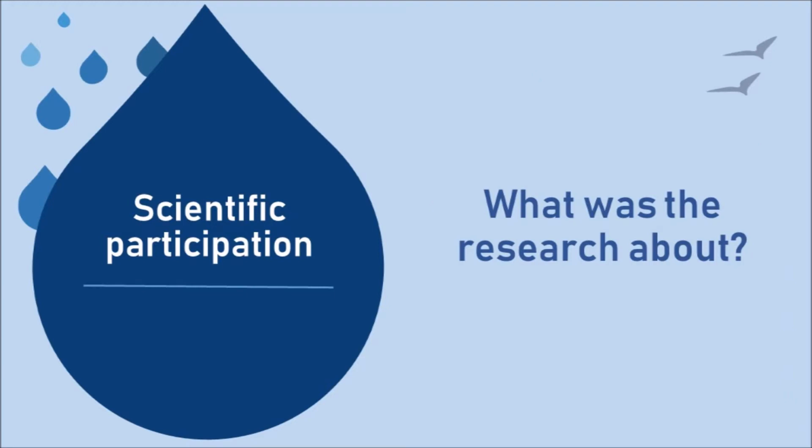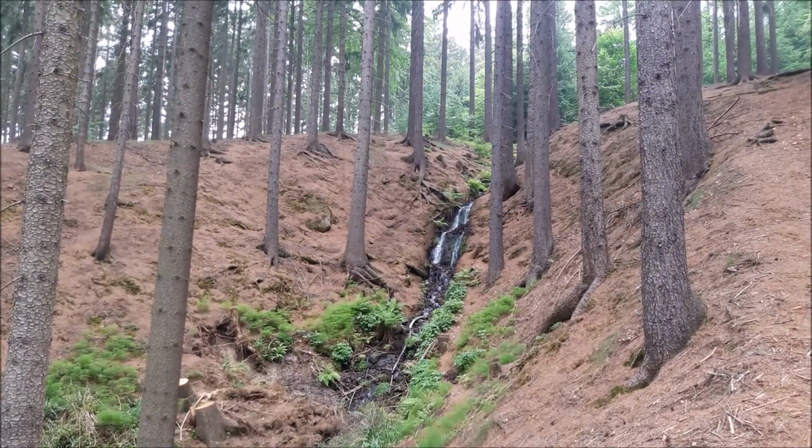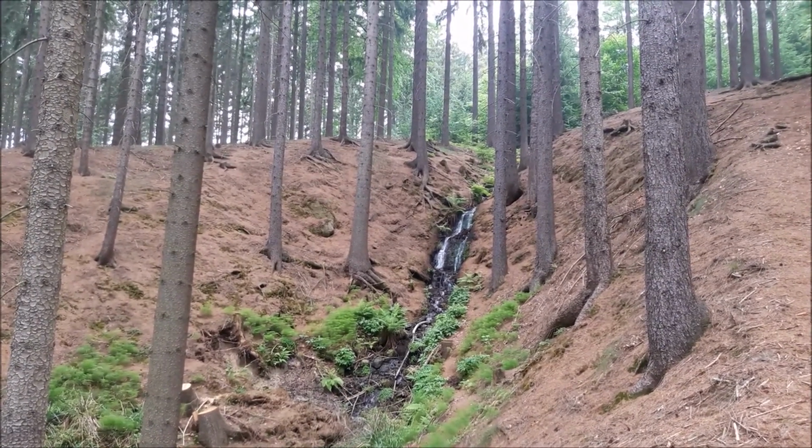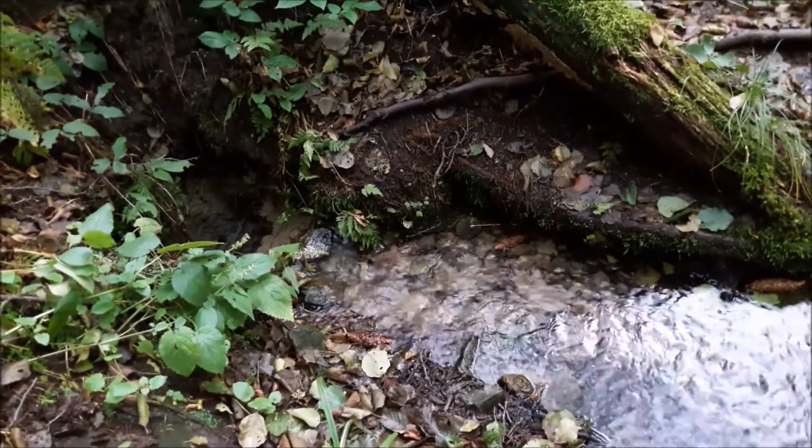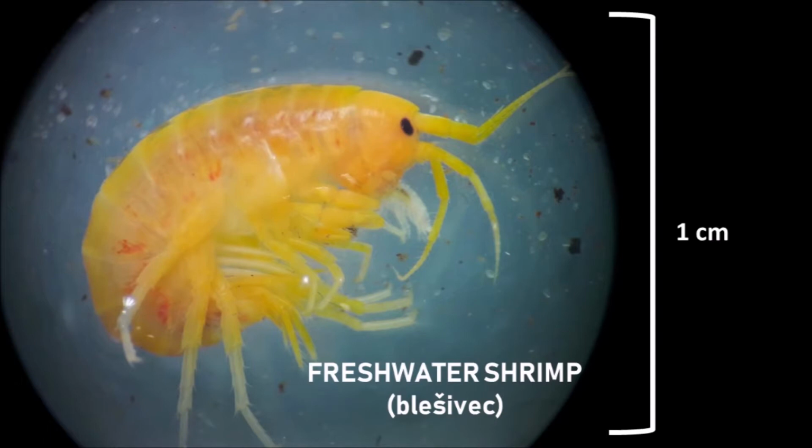In Prague, I studied nature conservation, and my research was about monitoring water springs and analyzing environmental factors influencing the water quality. And I did it with the help of a small aquatic invertebrate. This is the freshwater shrimp. In Czech, it is called blešivěc. It is a crustacean like crabs or lobsters and is a very common species in the Czech-German border.